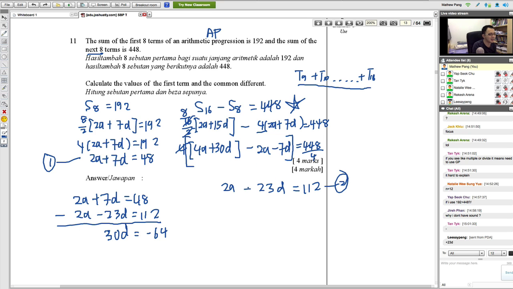So this is not minus, this is plus. Yes, thanks for that. This one should be positive, because 30d minus 7d is positive. So yeah, I got it wrong here.